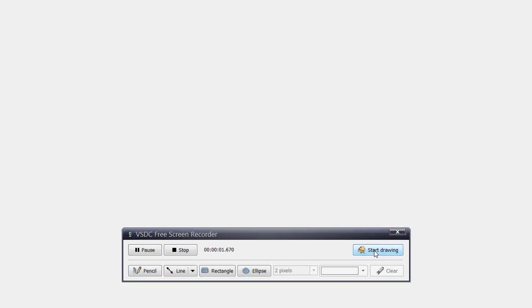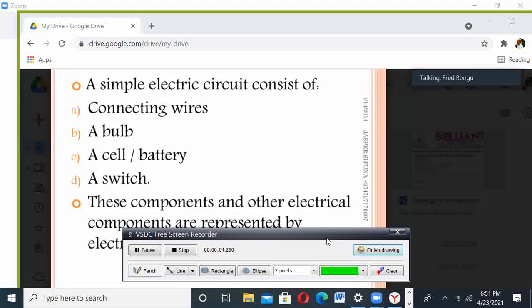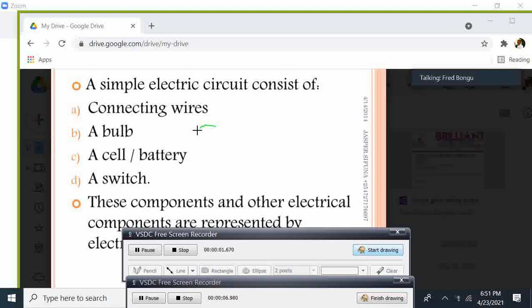Using electric symbols. For instance, for a bulb, we have a circle, and then you have a cross, that we call a bulb. And for a cell, we have a long stick and a short one. The long one is for the positive, the short one is for the negative, and then you have a connecting wire.